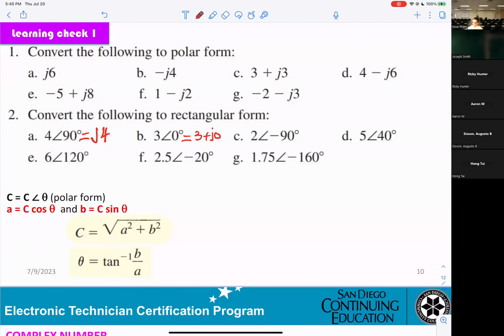3.8 plus J 3.21 or something like that. Right. 3.83. Right. And then plus J 3.21.